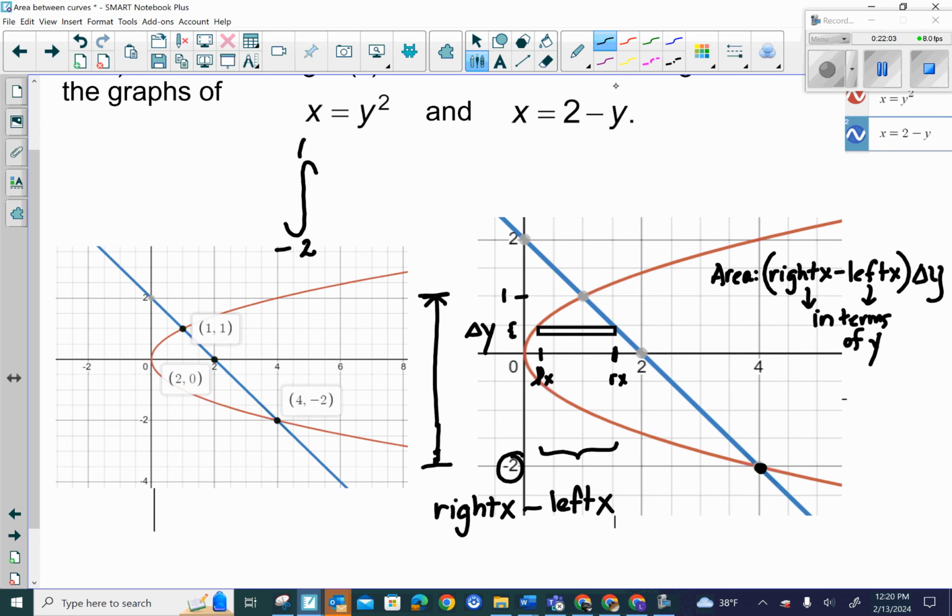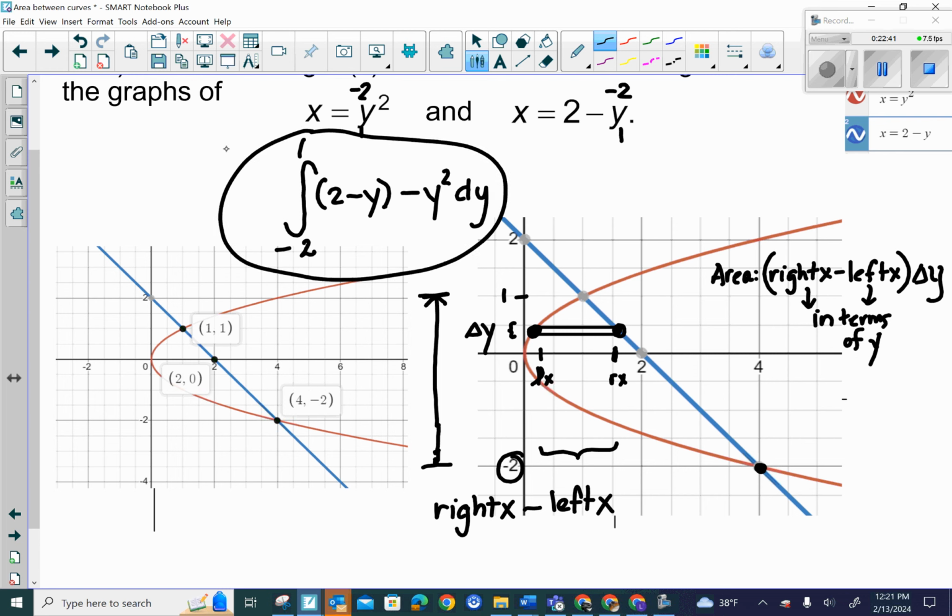And I can see that if I put -2 in for y here, I'm going to have 4, which is the same thing on that curve. And if I put 1 in for y, I'm going to have 1 there, and I'm going to have 1 also there. So these are my points of intersection. I take my right x, which will be the blue curve, or 2 minus y, and I subtract my left x, which is the red curve, or y squared, dy.